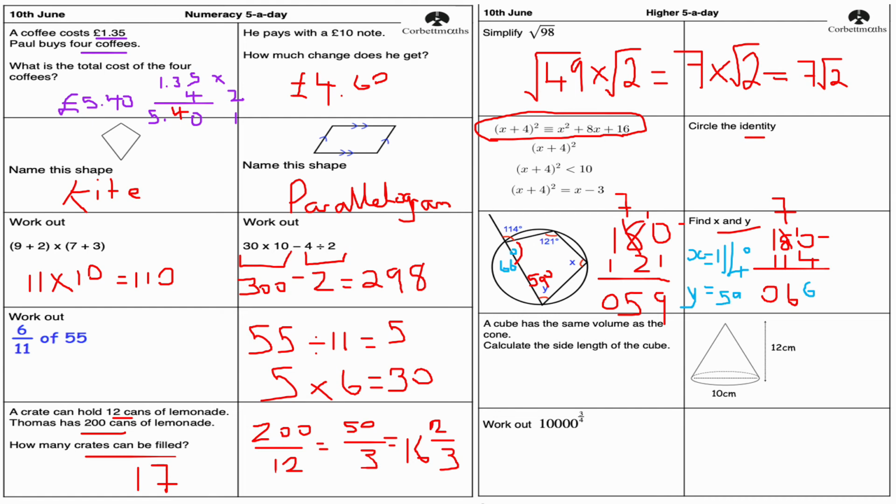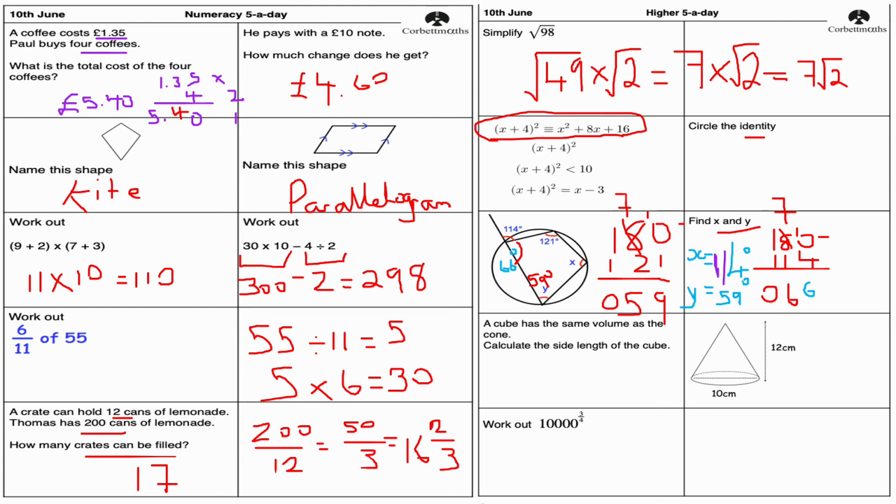Okay, so x is 114 degrees, guys. Let's just write it a bit more clearer. 114 degrees, and y is 59 degrees.